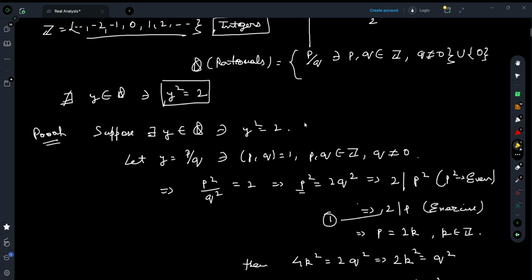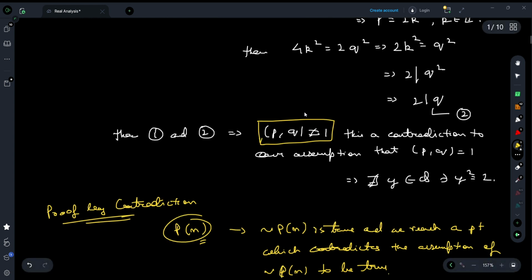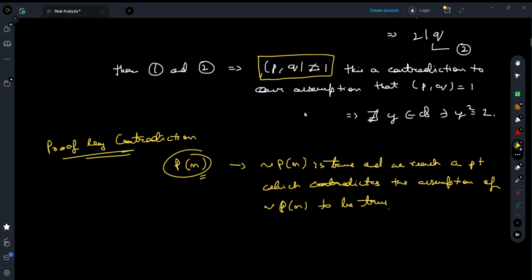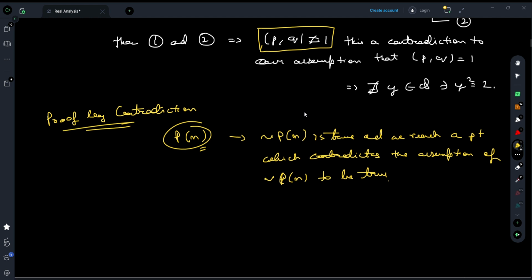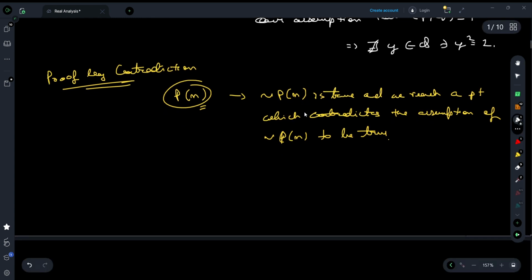Like what happened here is that we are to prove that there exists no rational number such that its square is 2. We assume that this happens: there exists a rational number y such that y square is 2, and proceeding we reach a point where we see that our assumption of the truth of the statement we considered is contradicted, right? That implies that the assumption cannot be true. So Pn must be true. Got it? This is what we call proof by contradiction.